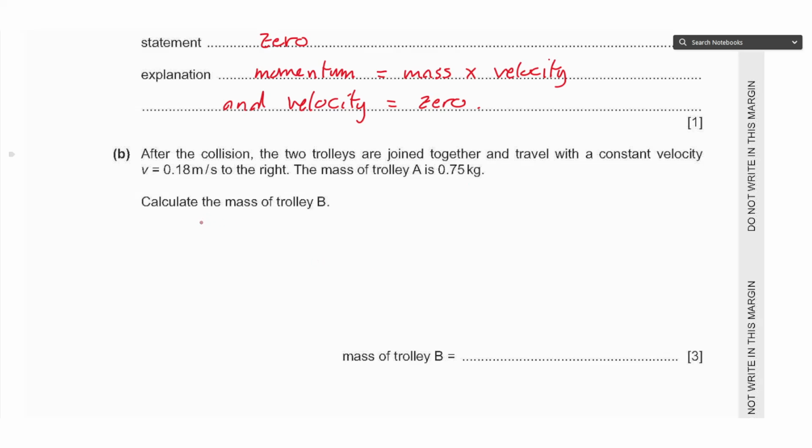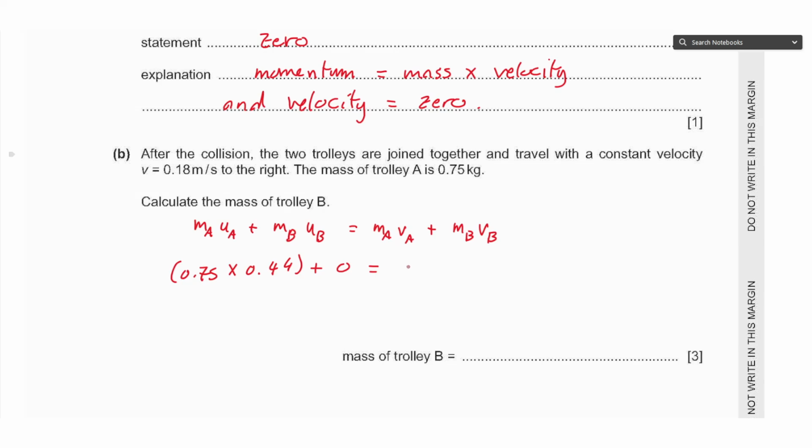So the law of conservation of momentum is ma ua plus mb ub, instead of 1 and 2, equals ma va plus mb vb. And then we substitute. The mass of A was 0.75 kilograms and its velocity before the collision is 0.44. And the momentum of B was 0 before the collision.